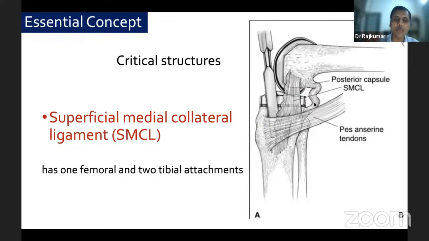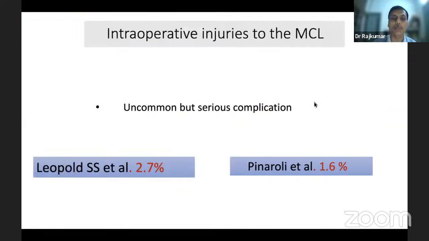It has two attachments, one proximally and then a distal one, a little distally on the tibia, and one femoral attachment. So it has two tibial and one femoral. When doing the release, we have to be very careful. We should try to avoid as much as possible going into the stage of releasing it. But even if it happens, we have to be very careful.